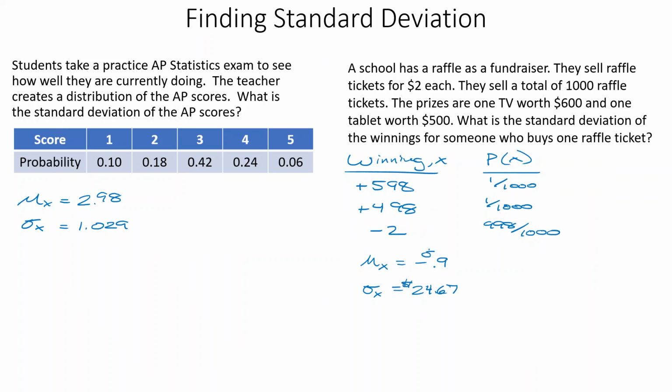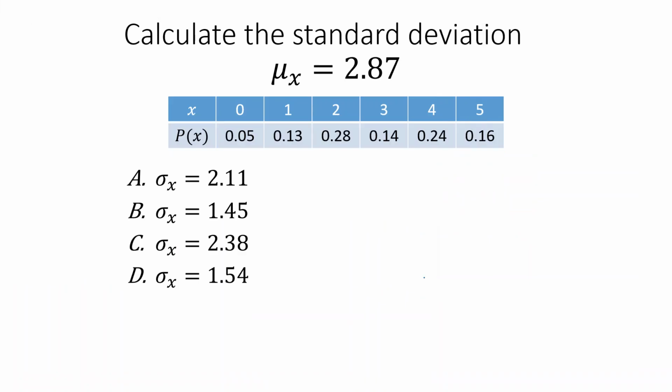This is also in dollars. And there we go. These over here, the units would be AP scores. But that's how we can find standard deviation and mean just using the calculator. Much faster. All right, so again, you can try this on your calculator.